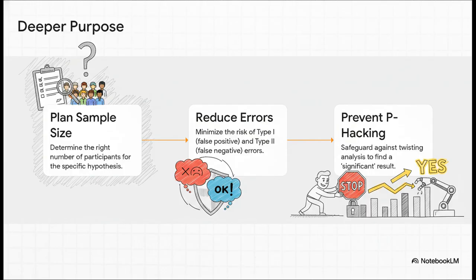It also helps researchers avoid two, let's call them critical errors. There's the false positive, that's when you think you've found something, but it's not actually there. And then there's the false negative, where you completely miss a real effect that was right under your nose. And maybe most importantly, it's supposed to be a safeguard against some sketchy practices, like something called p-hacking, which is basically when a researcher just keeps twisting their analysis until they get a significant result they can publish.